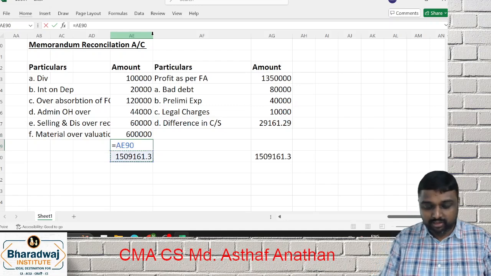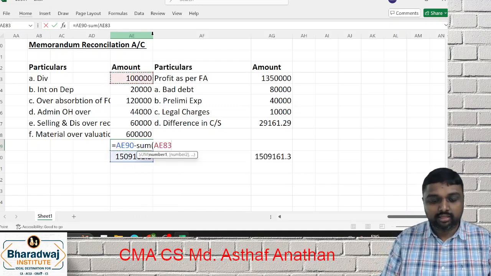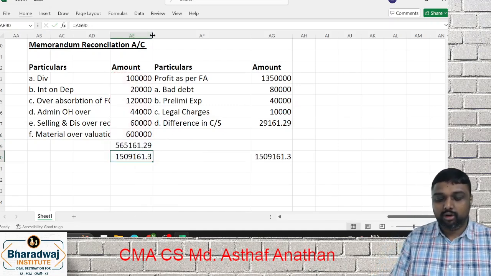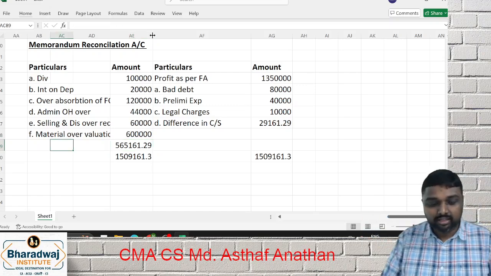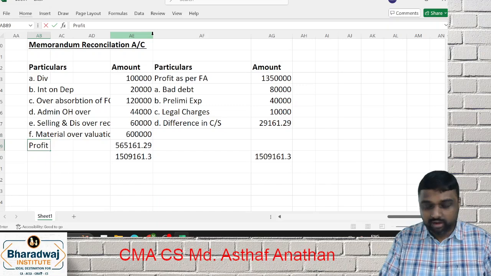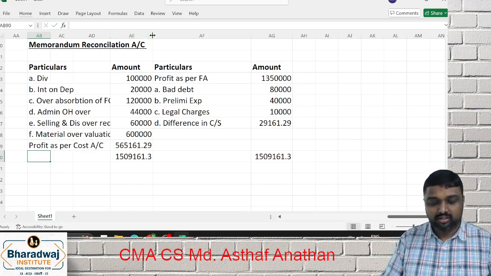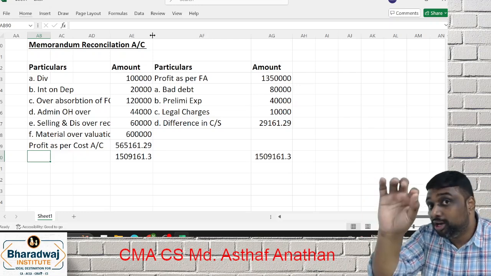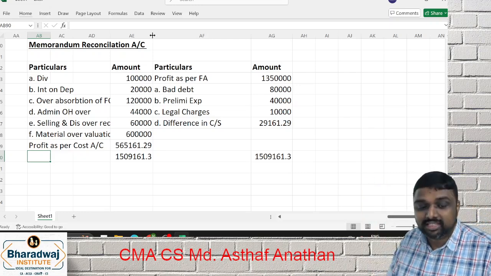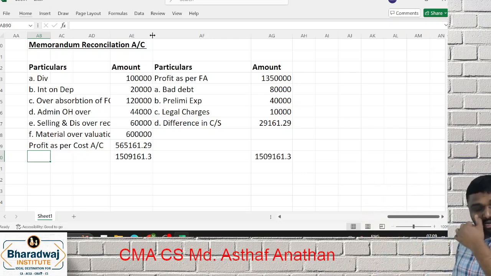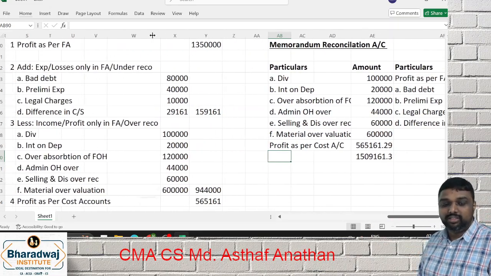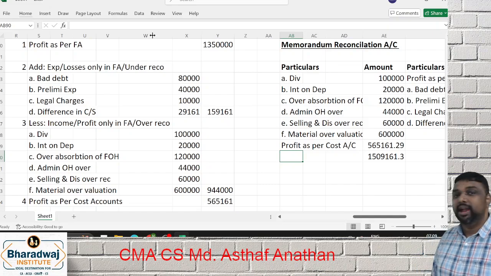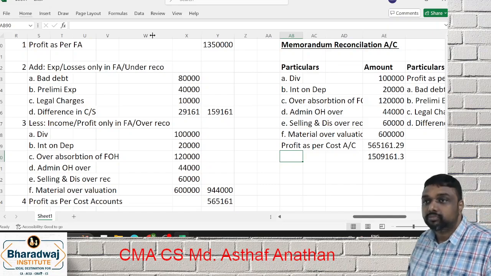Now this item, this difference. So nothing new. This item, everything same. Only the presentation is changing. Same 5 lakh you are getting. This we call profit as per cost. How interesting. So you have to look into the exam if a question comes, whether it's a statement or a reconciliation account, memorandum account. If it is an account, this is the format. If it is a statement, this is the format. Hope you are very clear.